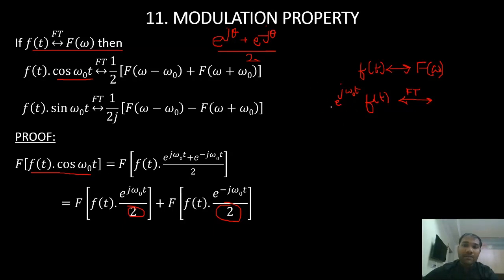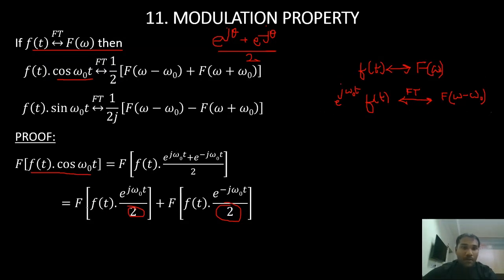According to the frequency shifting property, if there is a phase shift in the time domain signal, there will be a shift in the frequency domain signal. Frequency shift by how much? By omega naught. This is nothing but our frequency shifting property.